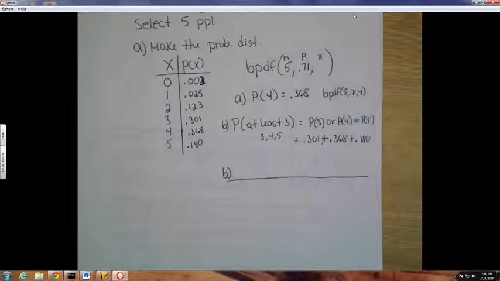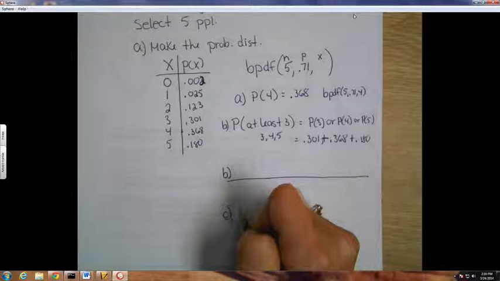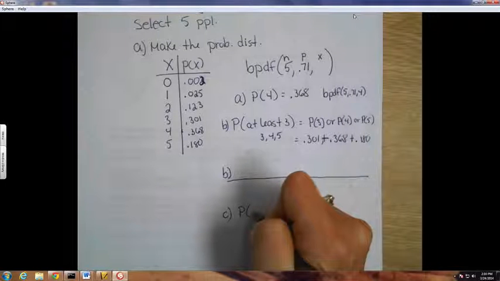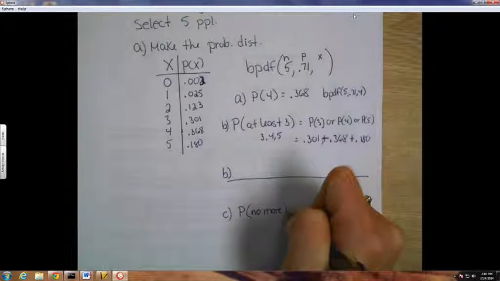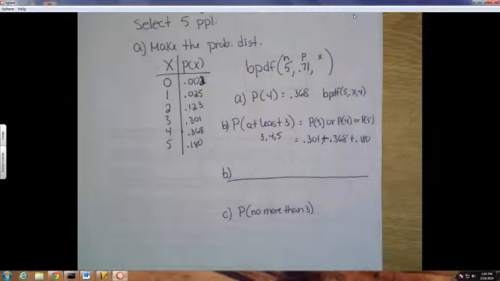I'm going to come back with a shortcut in a minute. Okay, what's the probability that I get no more than 3 people to say they put a topping on their hot dog?